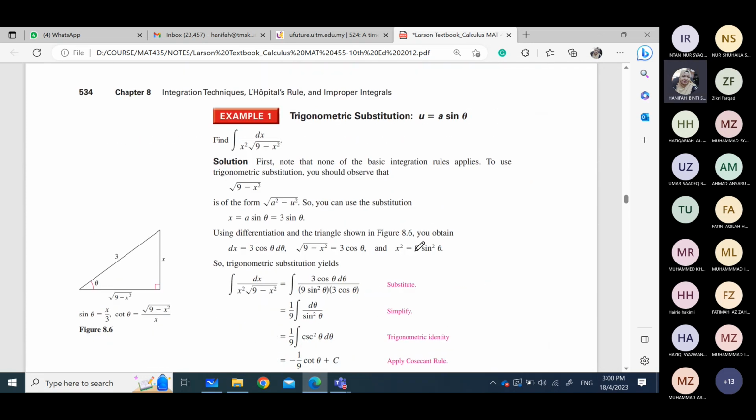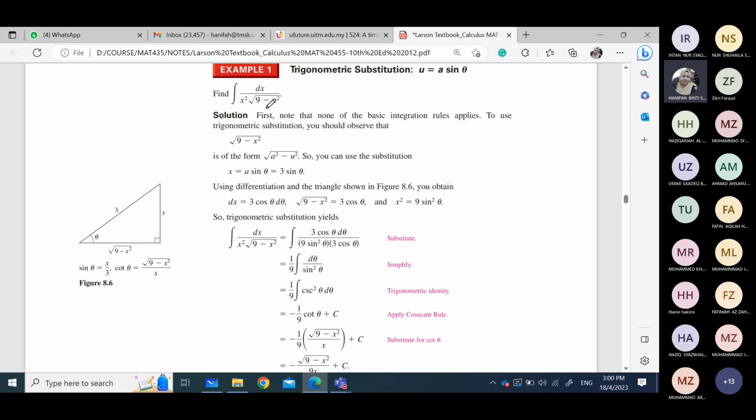Tak ada. So kalau no enough, question, madam. Tak ada. Okay, very good. So you can look at this example. Okay, this example.